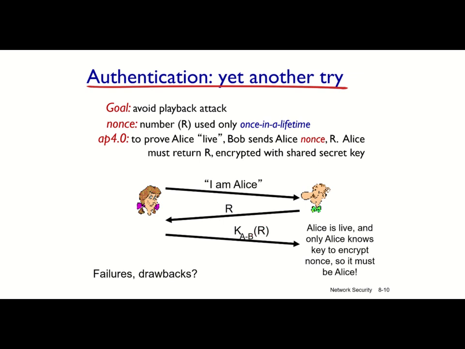Alice has to encrypt it using the shared key and then send it back to Bob. This way Bob will realize that Alice is live, since only Alice knows the key to encrypt the nonce, so it must be Alice. In this case, obviously the playback attack doesn't work because R is used once in a lifetime, and the key KAB is only shared between Alice and Bob.